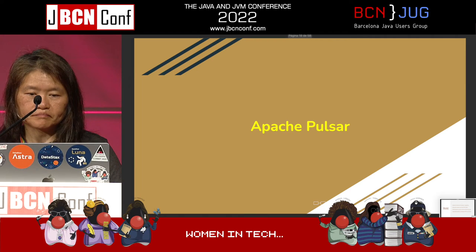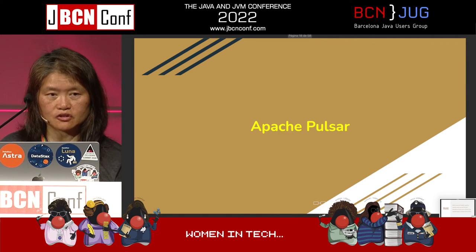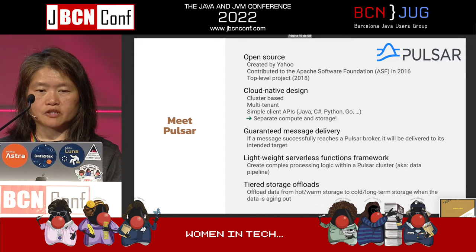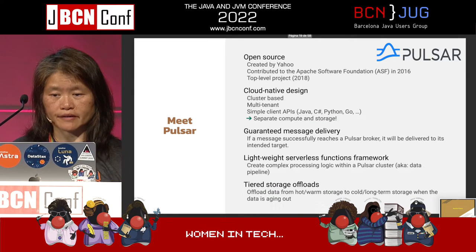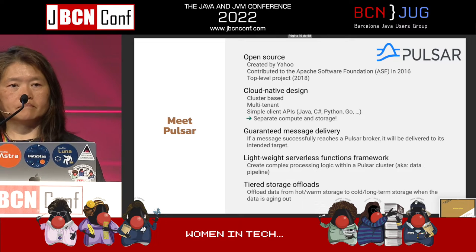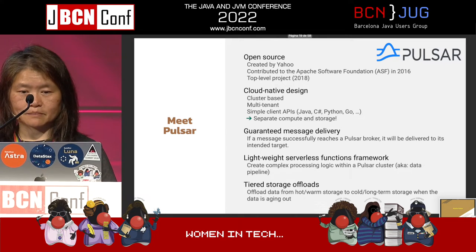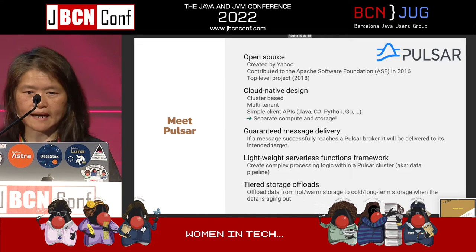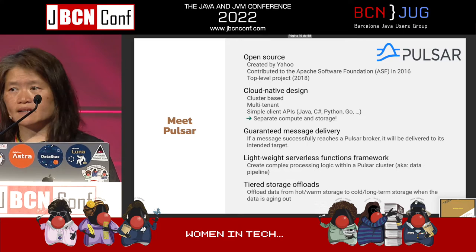So that's the goal. And now I will introduce to you Apache Pulsar. So what is it, right? Pulsar was created by Yahoo, by the engineering team. They first started with the traditional messaging systems, right? Actually, at that time, I think there was already Kafka, in 2010 or 12.